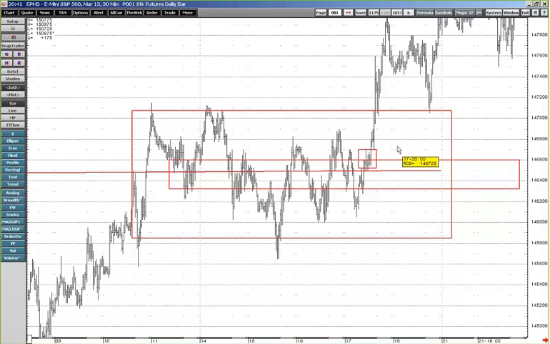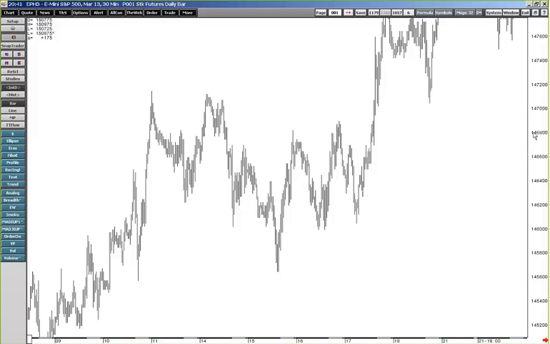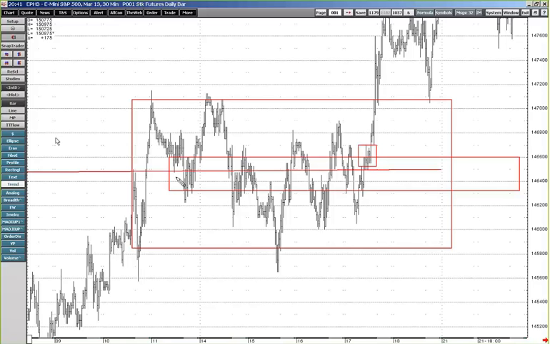But here's the situation I think you're referring to, where, okay, so Tom, you come in and you see this thing spiking higher and you notice it right here. Do you go long? The answer is yes. I would go long.